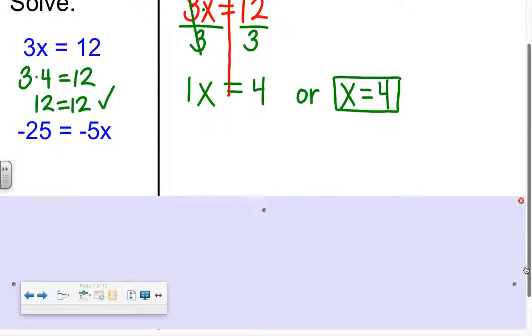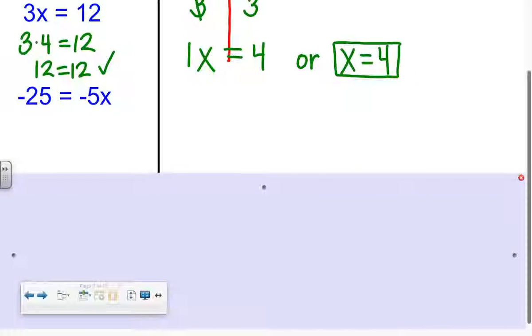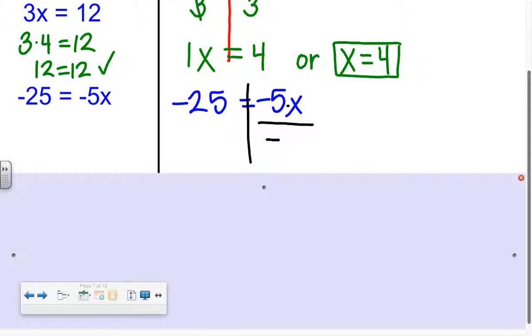Next, 25 equals negative 5x. Negative 25 equals negative 5x. This time my variable is on the right-hand side of my equation instead of the left, but I'm still going to take the same steps. This negative 5 and the x are being multiplied, so in order to get rid of the negative 5 and get the x by itself, I need to do the opposite. The opposite of multiplying is dividing. So again, I'm going to divide both sides by negative 5.